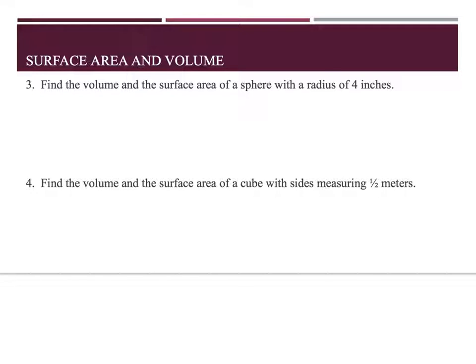Now I want to find the volume and the surface area of a sphere with a radius of 4. Now because the sphere is just a three-dimensional circle, it's a ball, the only measurement we have is the radius. The formula to find the volume is 4/3 pi r cubed. Again, find it on your formula sheet. You're not going to be expected to memorize this.